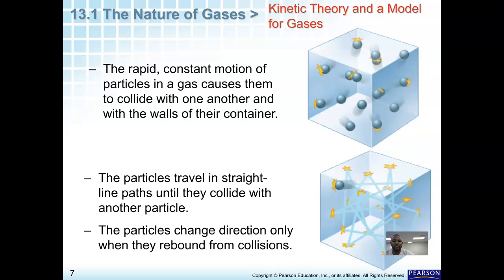The particles travel in a straight line until they collide with another particle. So this particle travels this way until it collides with this one, and then it can travel that way until it collides with another particle. The particles change direction only when they rebound from collisions. Other than that, they travel in a straight line. As you see, the second diagram shows straight lines, but after collision, they change their direction.